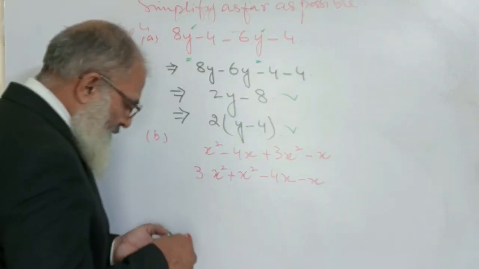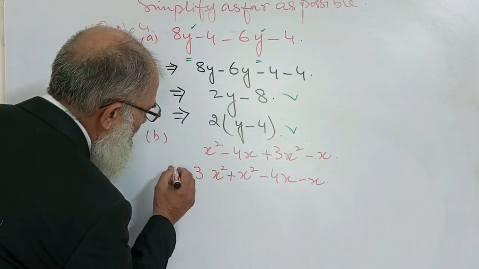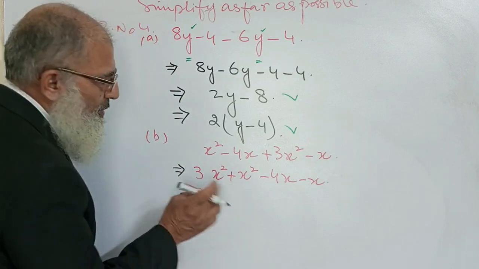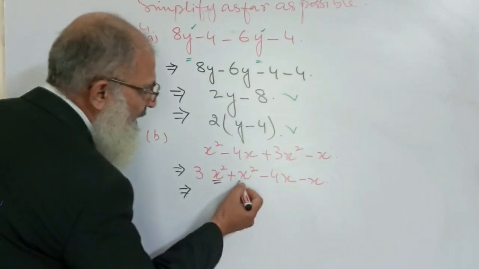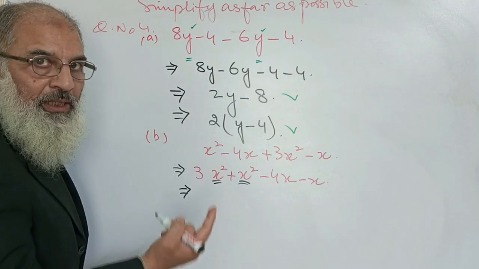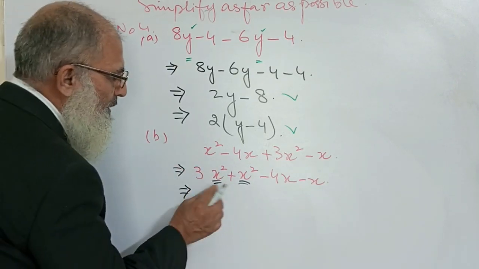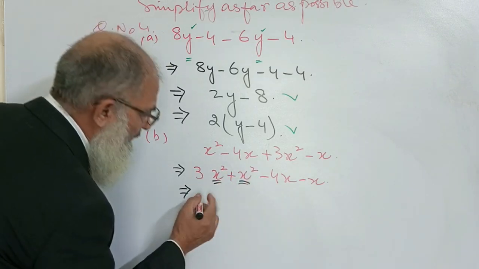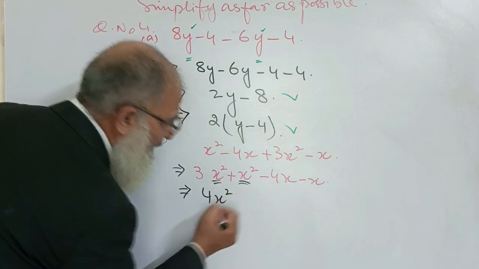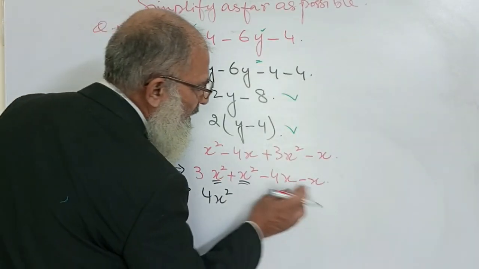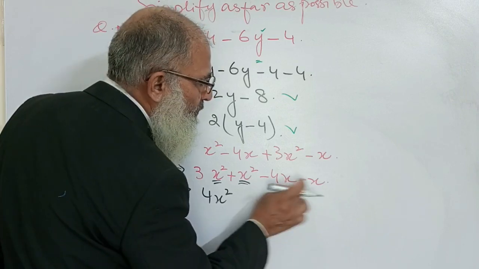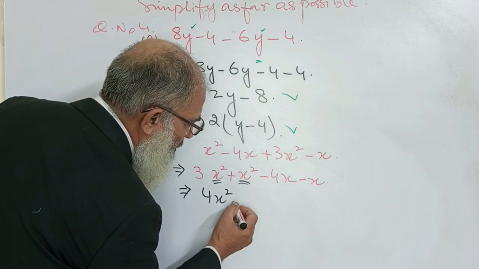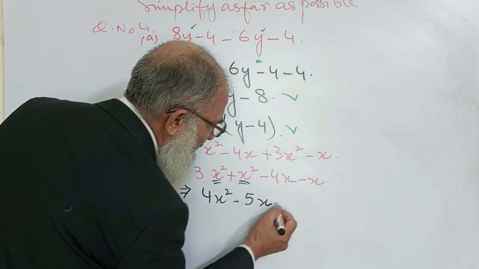So now it is very easy to solve it. Now 3 plus 1, you can check at any time whether or not the terms are like. Now it is x, it is x, power is square, power is square, so these are like terms: 4x square. Now again the variable is same over here, power is same, so you can also add this like this.